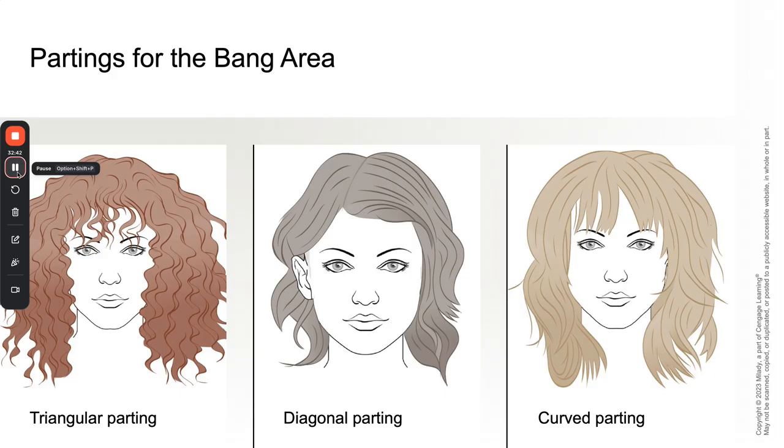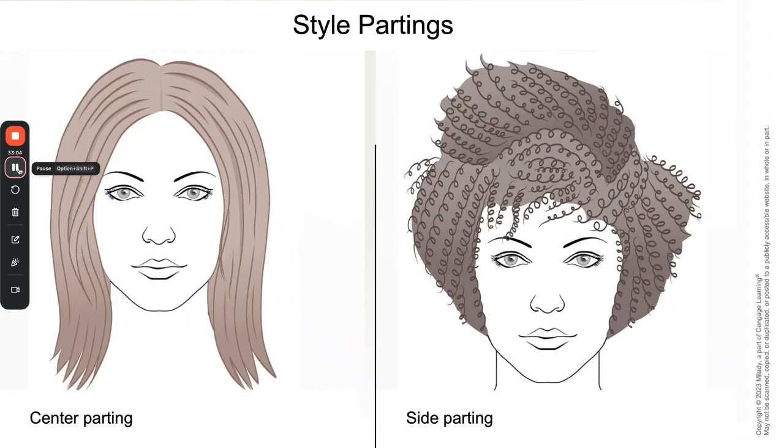Then we have, you can also do a curved part. You can use a curved part to minimize a receding hairline or someone that has a high forehead. When I say high forehead, that just means they have more length in that forehead area. It may not necessarily be prominent, like bulging or protruding. They just may have a lot of space in their forehead area.